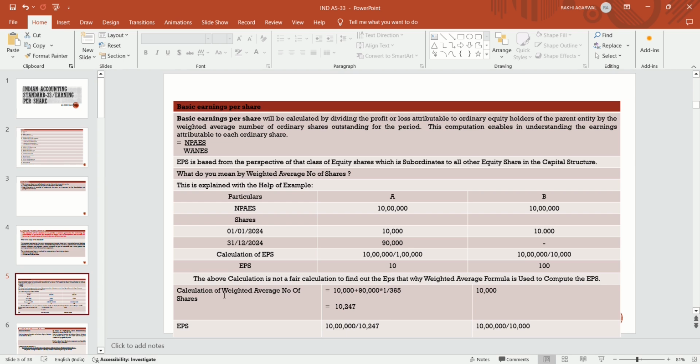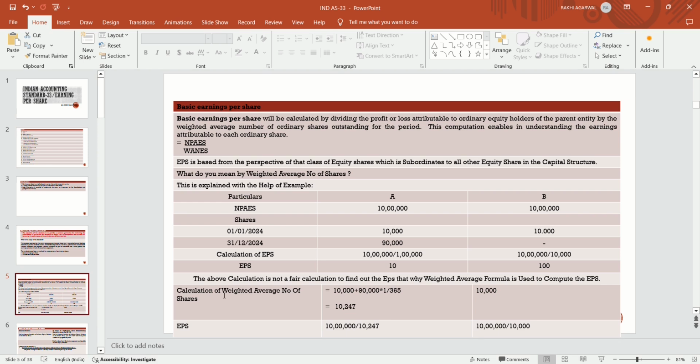Now, does this method of calculating EPS reflect a correct picture? The opening shares as on 1st January 2024 is 10,000, and on the closure date, that is the shares issued on 31st December 2024, 90,000 on that date. So is it reflecting a correct picture to calculate taking 90,000 from the beginning of the year? No, it does not reflect a correct EPS in case of company A.